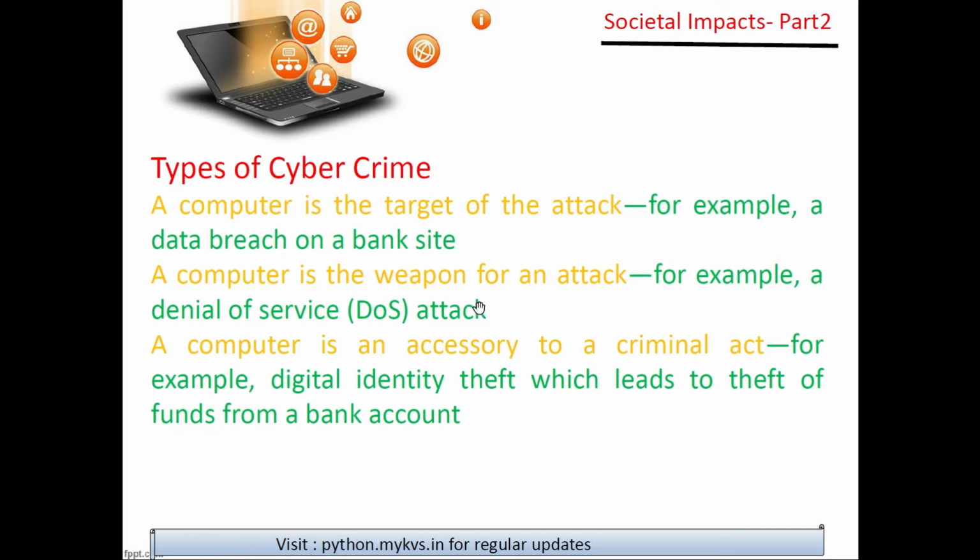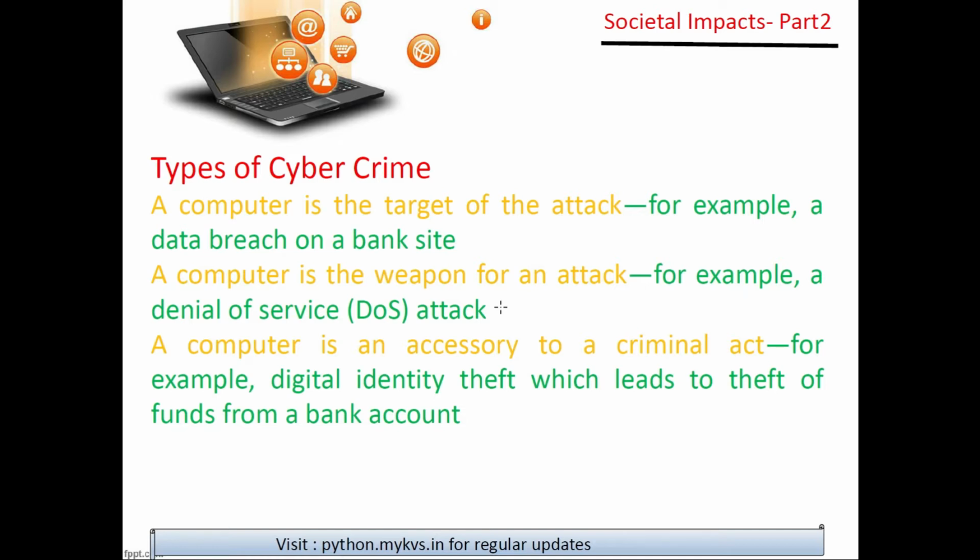A computer is also the weapon for an attack. For example, a denial of service. I had told you the other day, denial of service means some services are requisite for you, but you will not be able to use them, because some tool or software, actually malware, is sent, and that software will cause the problem.